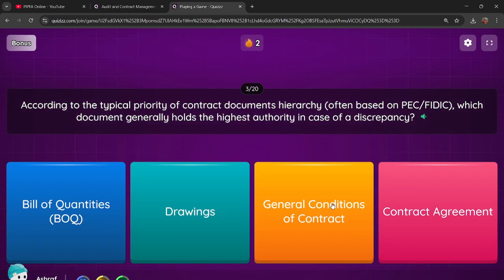Question: according to the typical priority of contract documents hierarchy, often based on PEC/FIDIC, which document generally holds the highest authority in case of a discrepancy? Option 1, Bill of Quantities, BOQ. Option 2, Drawings. Option 3, General Conditions of Contract. Option 4, Contract Agreement.